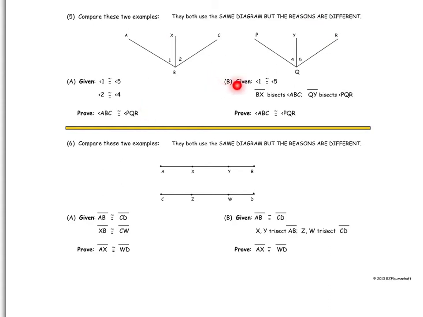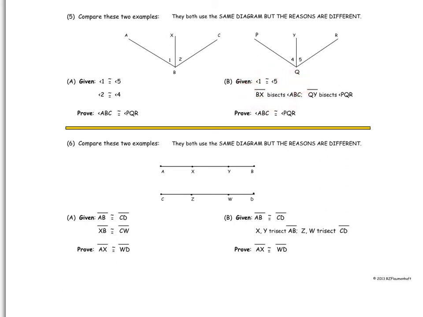Look at the difference in angle B, question B. If I know that angle 1 is the same size as angle 5, but I tell you nothing about 2 and I tell you nothing about 4, then I need something else to help me figure out the answer to this question, and here it is.